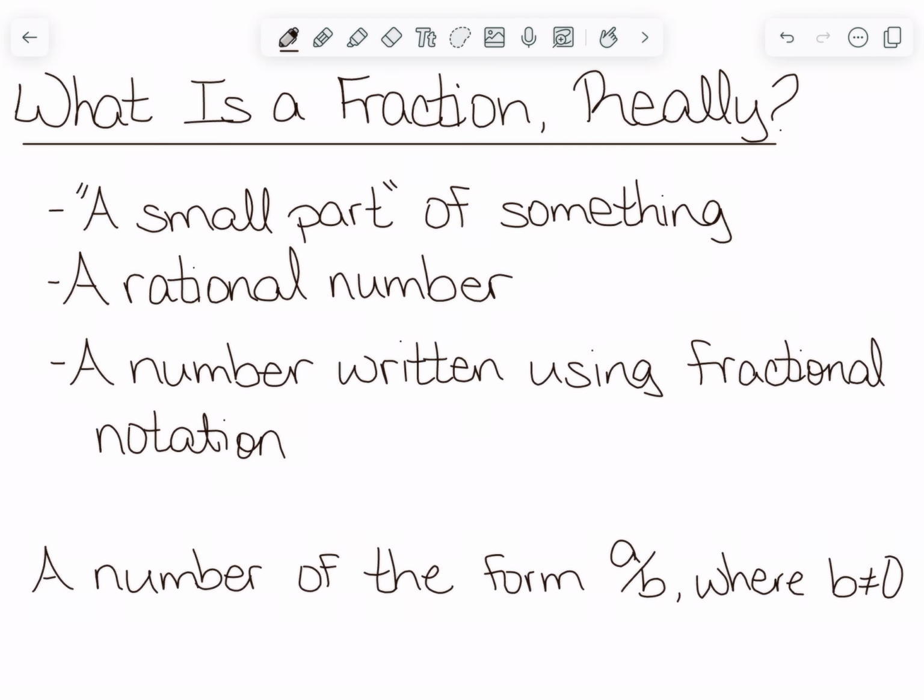For our purposes, we will say that a fraction is a number of the form a over b, where b is not equal to 0. This is close to our definition of a rational number, but not quite. You'll notice I'm not restricting the values of a and b to be just integers. I'm claiming they can be any number.